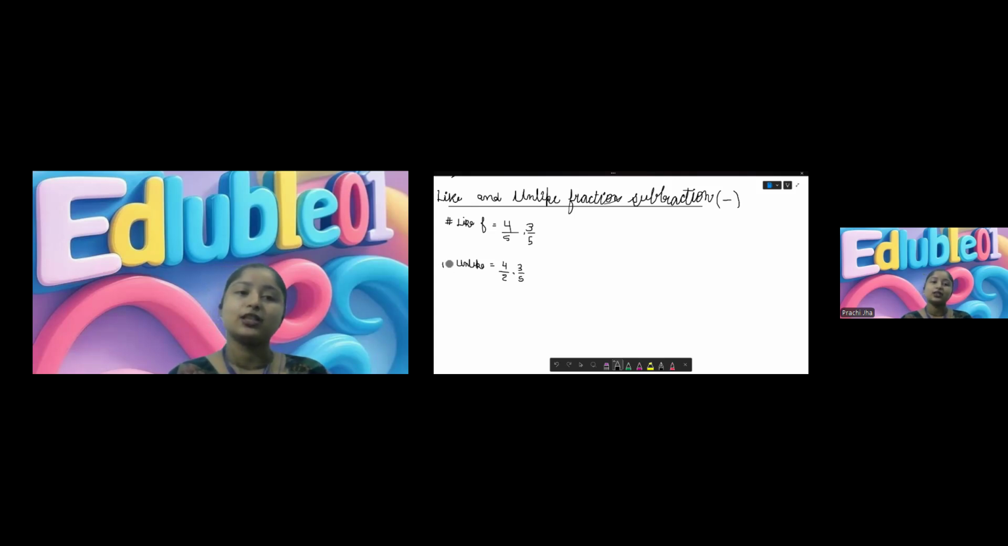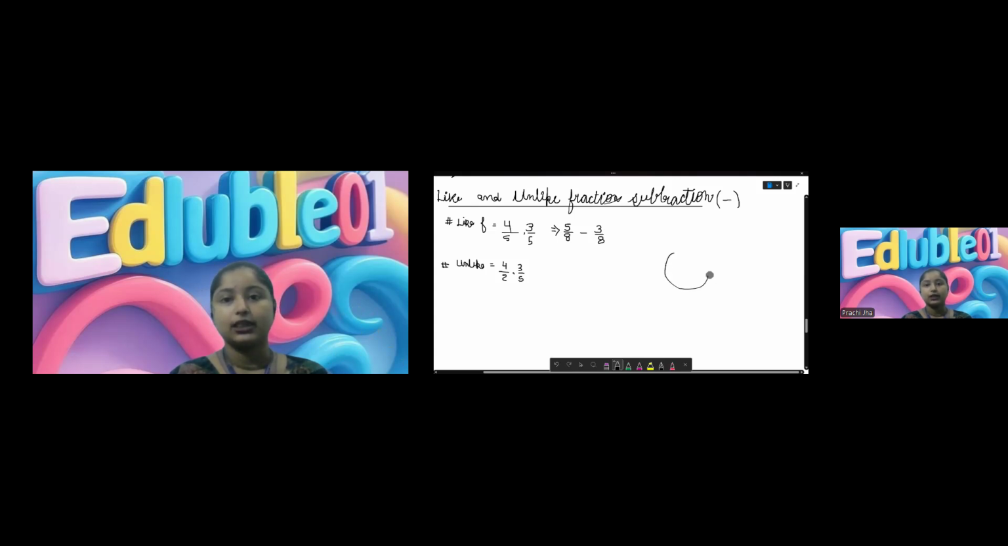Now let's start doing the basic operation on them. Subtraction is very similar to the addition you have learned. Let me give you an example. Let's take 5 over 8 take away 3 over 8. You just need to subtract 3 over 8 from 5 over 8. The basic representation would be this one.